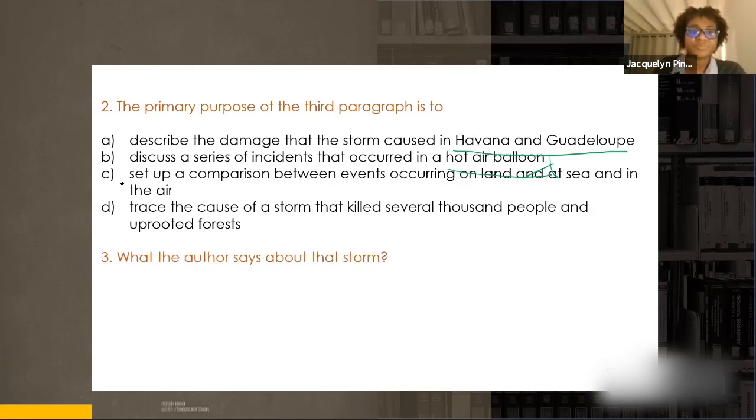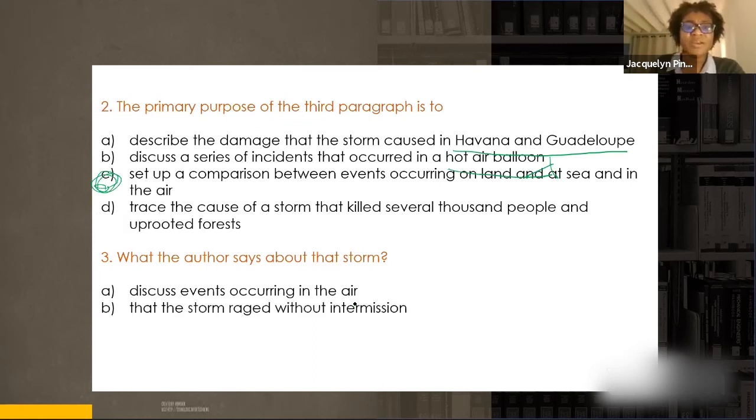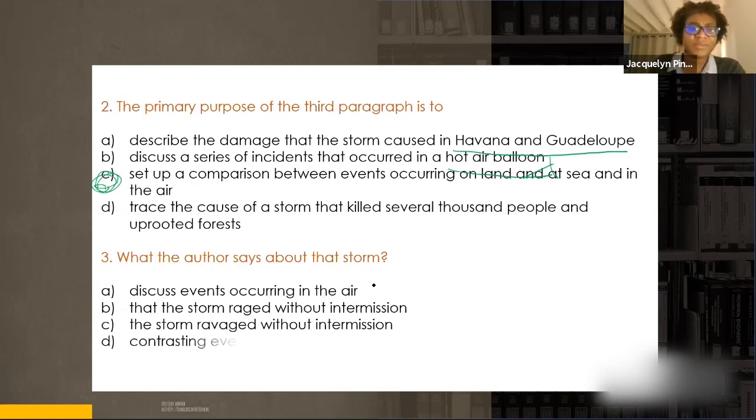So most likely this, okay? What does the author say about the storm? It was terrible, right? It's unforgettable. It was devastating, okay? Discuss events occurring in the air, that the storm raged without intermission. That's about the same, right? Contrasting events occurring on land and sea, right?